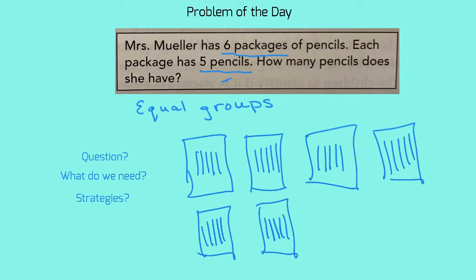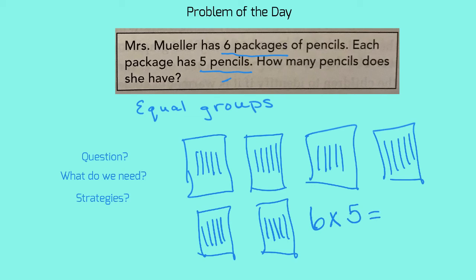So how do we write this in sentence form? So we start off with the whole. How many groups do we have? Get ready. Yes, we have 6 groups. So we have 6 groups of. Groups of means we know we write the times symbol. So we've got 6 groups of how many?